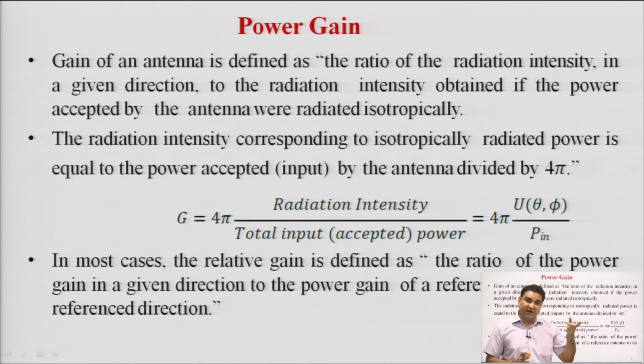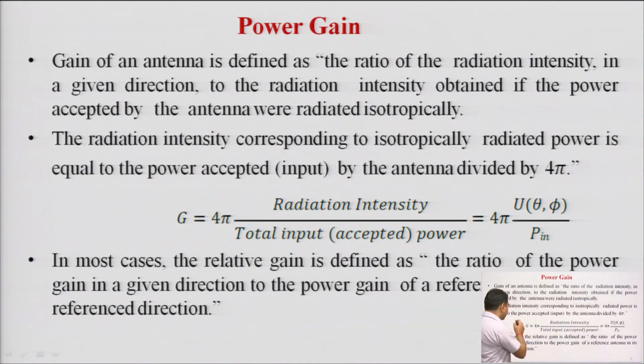As I have described for the directive gain, the total radiated power must be the same for the test antenna and for the isotropic radiator or the reference antenna. But here in the power gain case, the total input power must be the same for both kinds of antenna. That is why the definition is given like this.